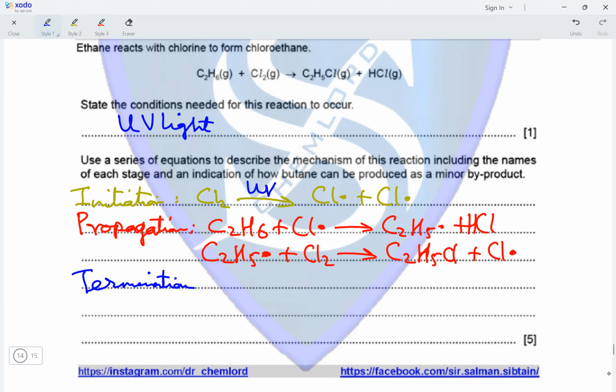And in the termination step, the question requires us to produce a molecule of butane as a byproduct. So that would require two C2H5 free radicals colliding with each other during the termination step to produce a molecule of C4H10, which is butane, as a byproduct of the free radical substitution chain reaction.